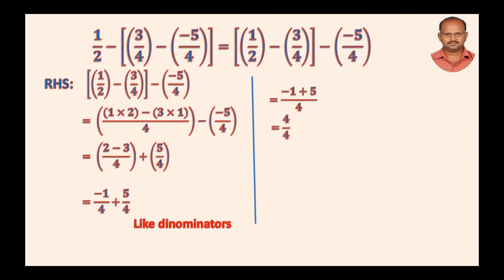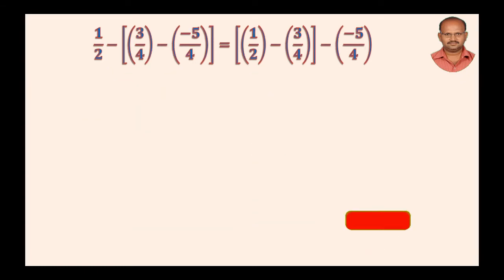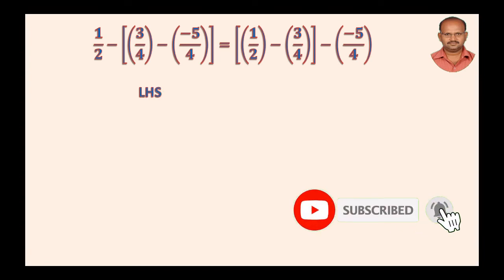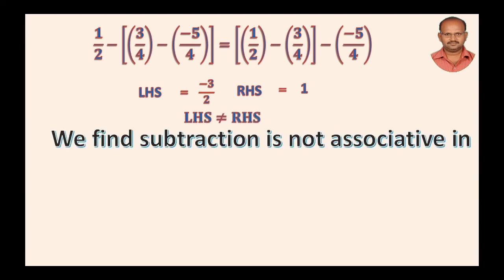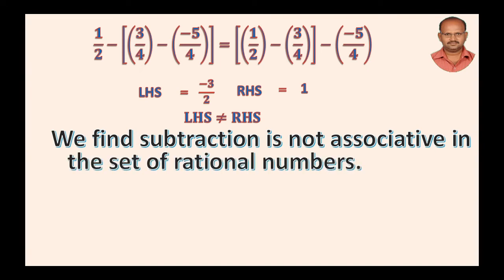Here dividing with 4. 4 ones are 4. 1 by 1 is nothing but 1. RHS is equal to 1. Here it is not equal to LHS. LHS is equal to minus 3 by 2 and RHS is equal to 1. Both are not equal. LHS is not equal to RHS. We find subtraction is not associative in this set of rational numbers.